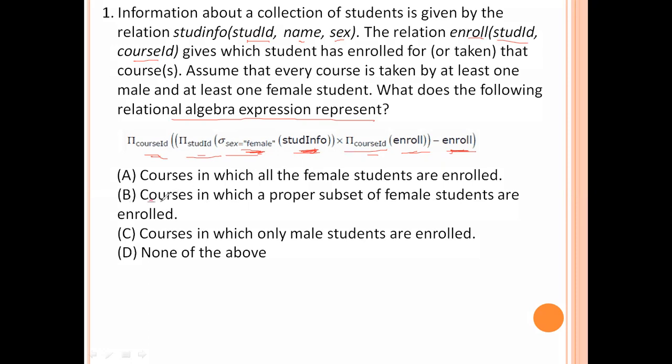So finally we get the courses in which a proper subset of female students are enrolled. That is the meaning of this one. We first find the student IDs of female students and the courses taken by them, and that enrollment we subtract from the enrollment table. Finally, we get the courses in which a proper subset of female students are enrolled. So option B is the right answer.